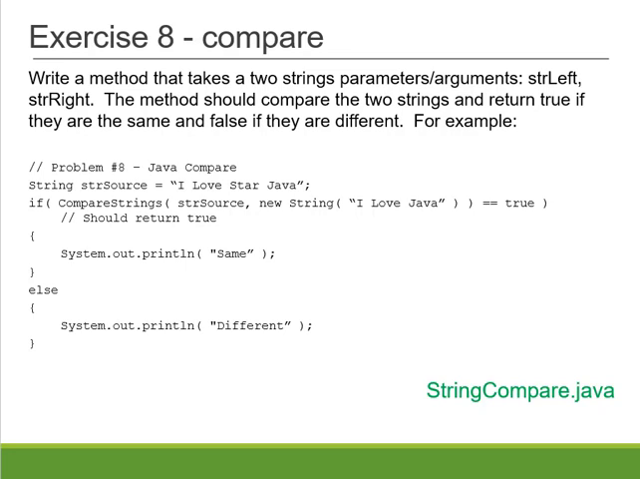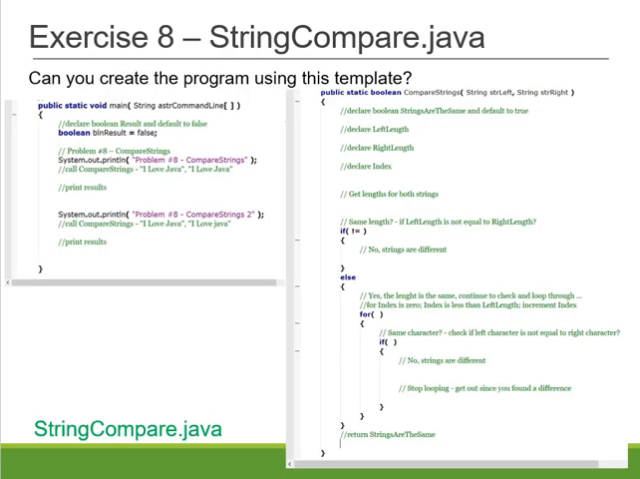Exercise 8. Create another method that takes two string parameters and compares them. It will return a true if the strings are the same and a false if they are not. Refer to the example on the screen. Use this template to create your program. Use a for loop to compare each character in the strings.